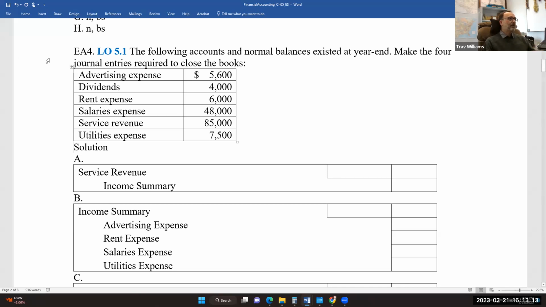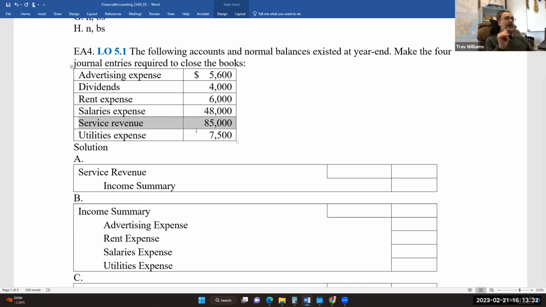Now, in this example, we're given the data here. There's only one revenue account. Now, sometimes companies have multiple types of revenue. This company has only one. So for the entire year, they had $85,000 of revenue.